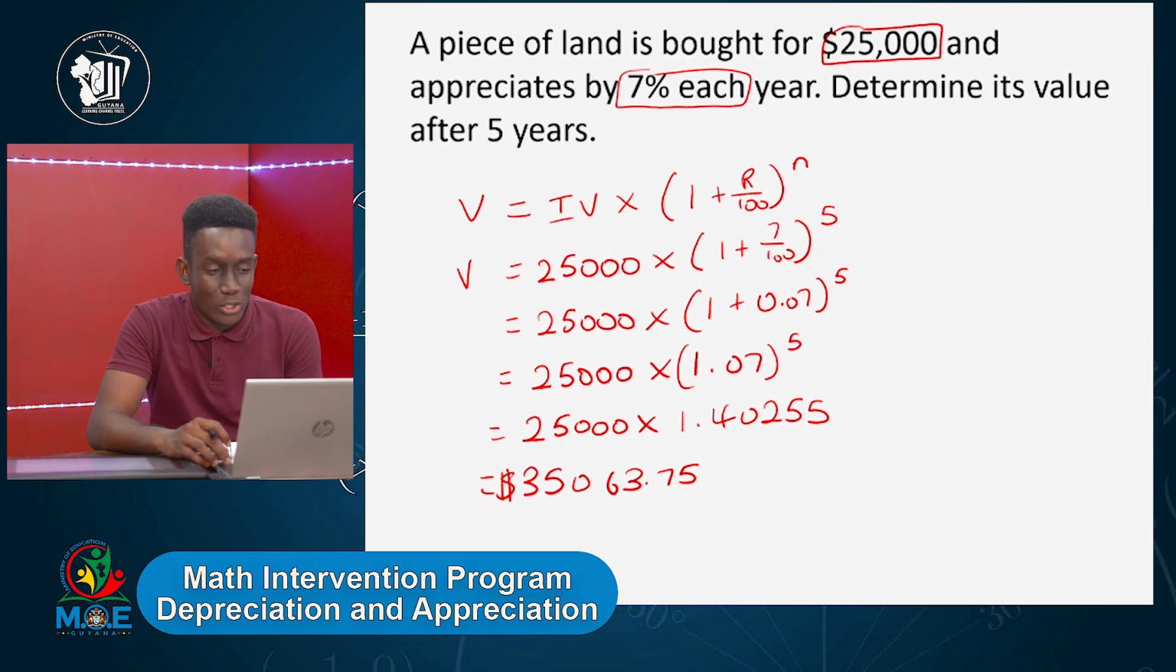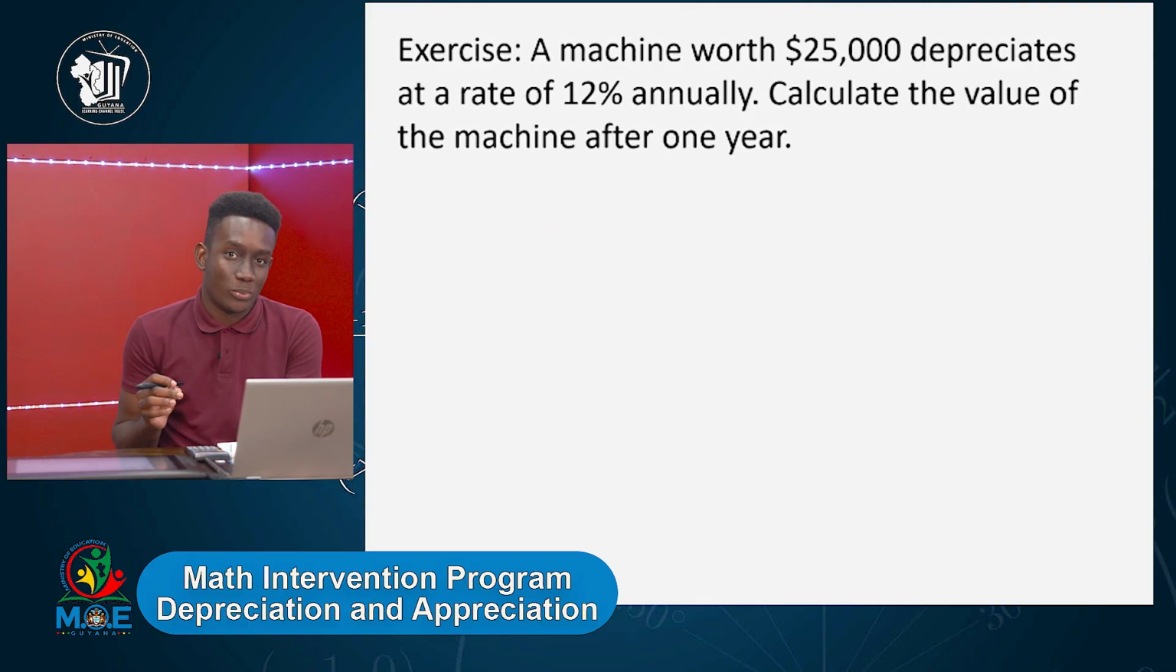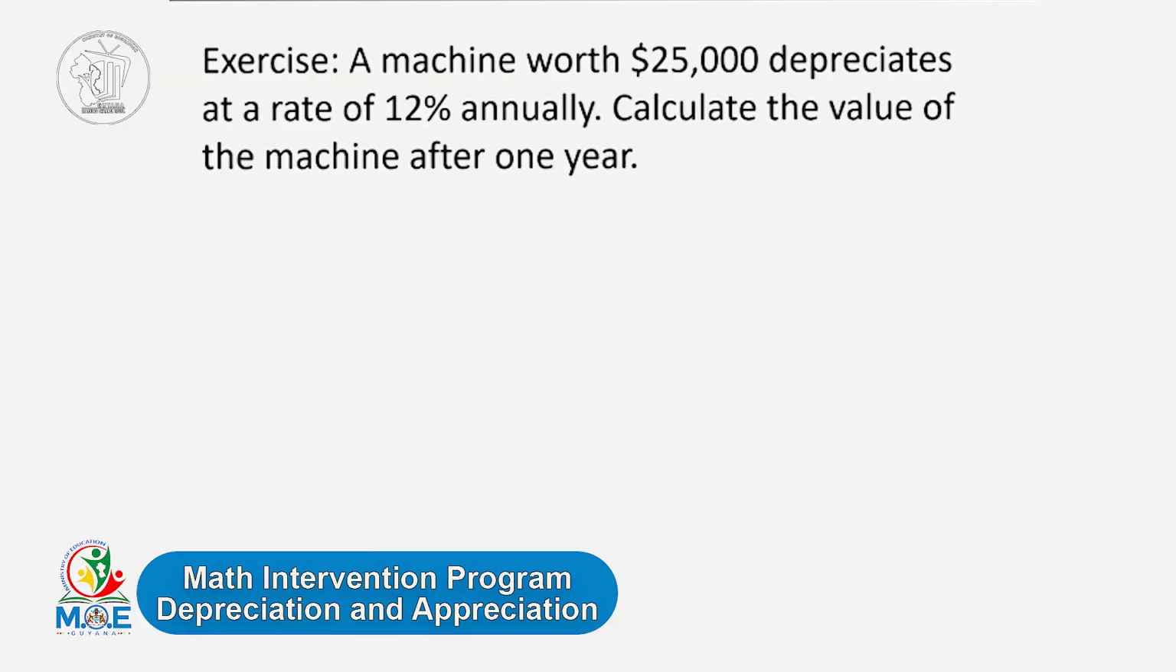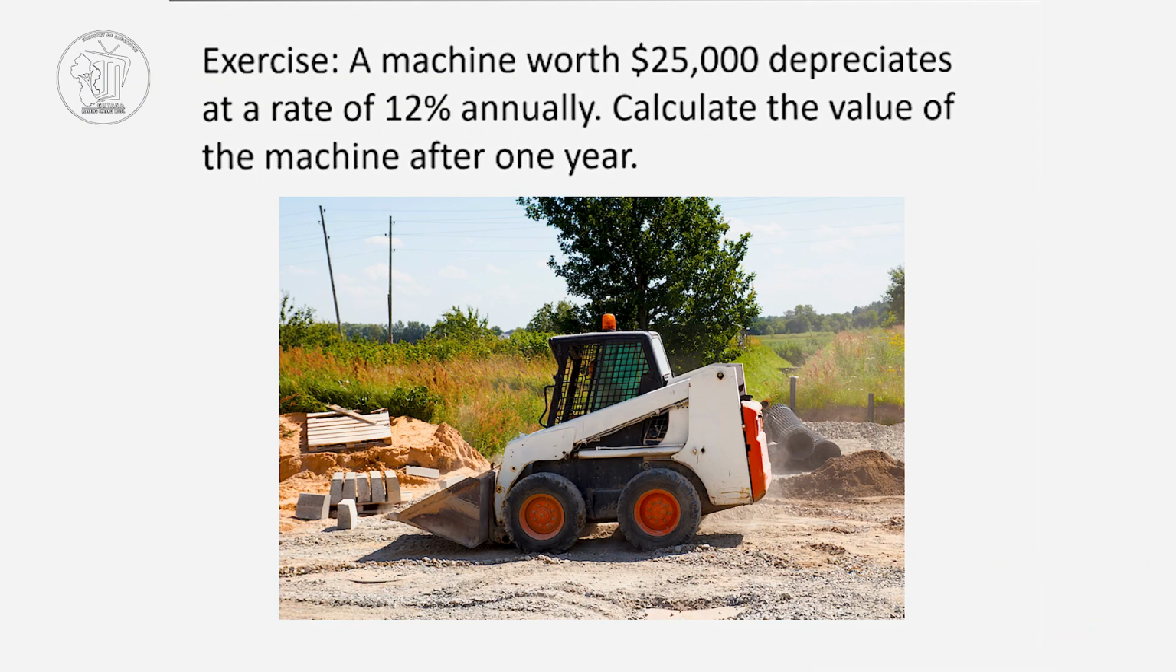So let's explore another question. And for this question, I will try a different approach to using the formula. I will reason my way out for this question and see if I can get the answer without the formula. So this question says, a machine worth $25,000 depreciates at a rate of 12% per annum. Calculate the value of the machine after 1 year.